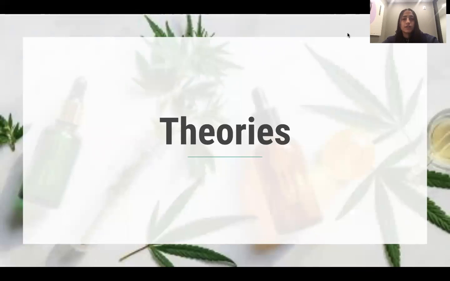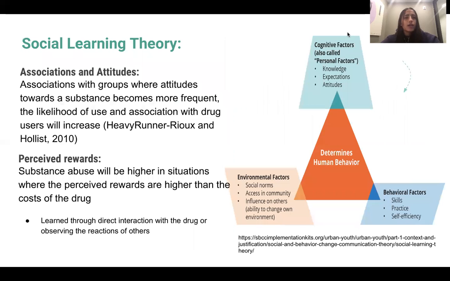Okay, so moving on to the theories. The first theory that I'm going to talk about is the social learning theory. This is basically where an individual associates with a group where their attitude towards marijuana becomes more favorable, and then the likelihood of that individual's use of marijuana will increase.